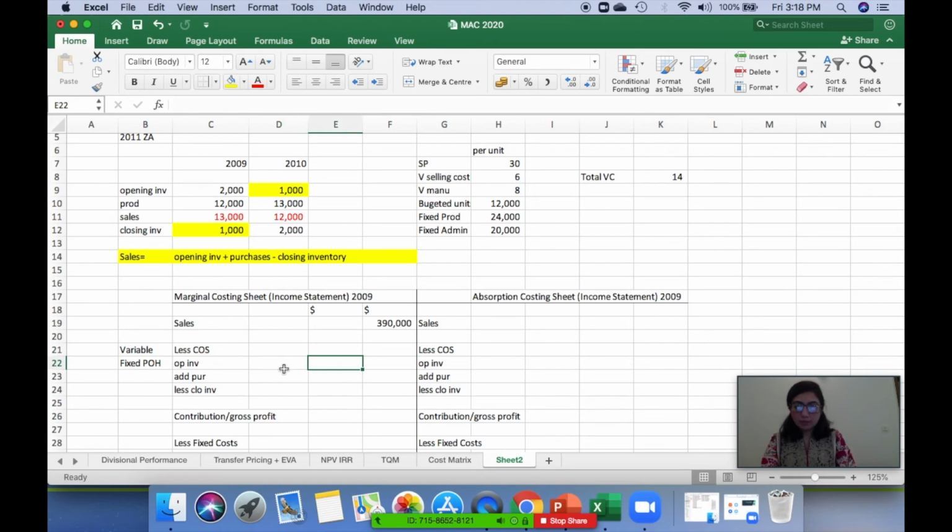So opening inventory will be 2000 into 14. Our purchases will be 12,000 production units into 14. Now we are going to use 14. Why? Because under marginal costing, all costs of sale will be calculated using only variable cost. So I'm going to put variable here and delete it here, right?